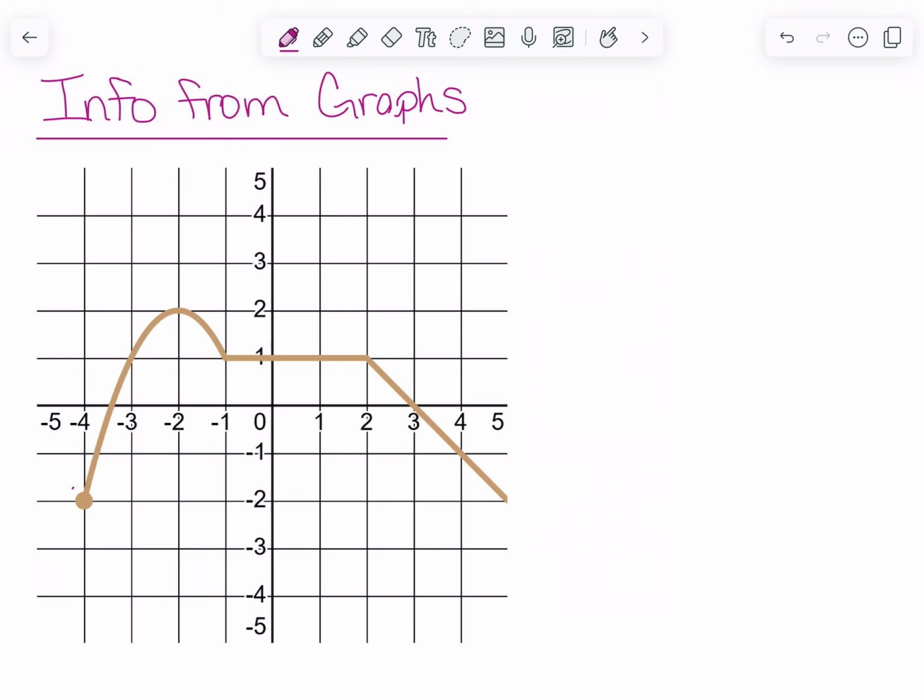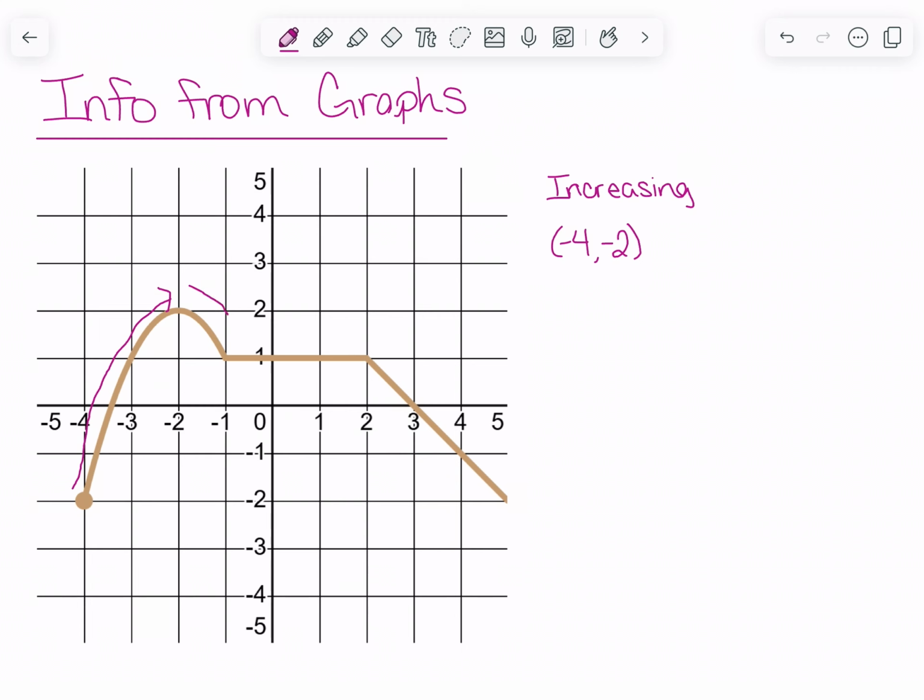Let's consider this graph here, and we want to see where it's increasing, where it's decreasing, and where it's constant. As we go along the graph from left to right, we can see that we're moving up as long as x is between -4 and -2. Therefore, this function is increasing from -4 to -2.